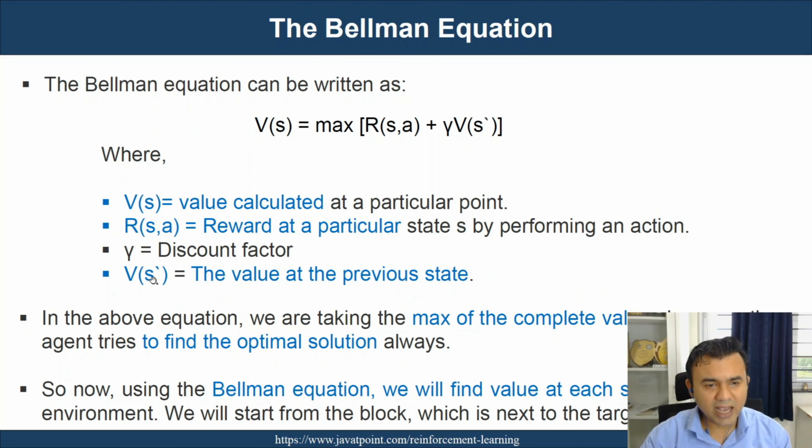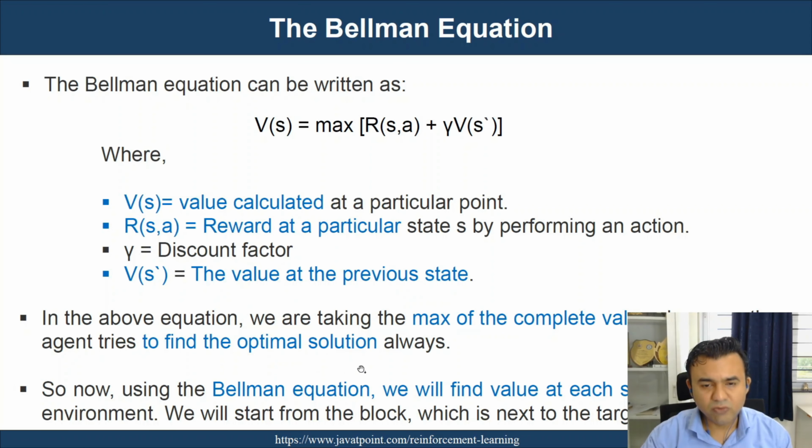Vs dash is nothing but the value associated with the previous state. So here you can see Vs equals maximize the reward R as A plus gamma times Vs dash. Vs is the value calculated at the particular point. R as A is the reward at a particular state by performing a particular action A. Gamma is the discount factor. Vs dash is the value of the previous state.